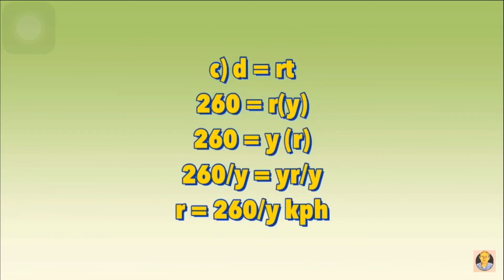And for letter C, the same formula that we're going to use, D equals RT, and the given distance is 260 equals R times Y. Because for letter C, Y, R is the given. Then 260 equals R times Y equals YR. And we're going to multiply both sides by Y. So that's why our rate for letter C, R equals 260 over Y kilometers per hour.